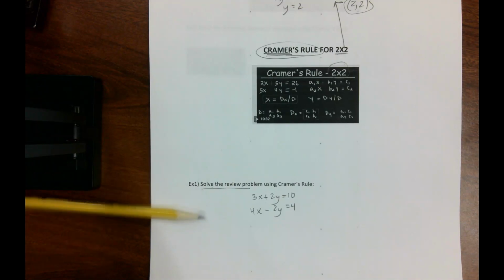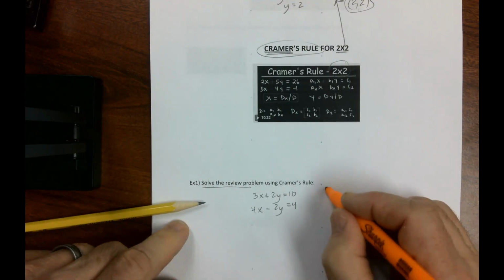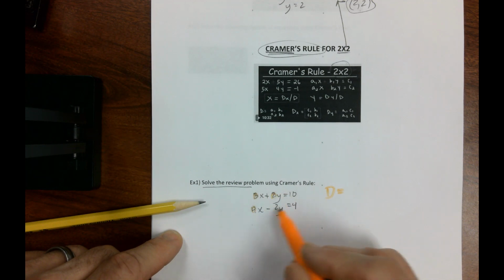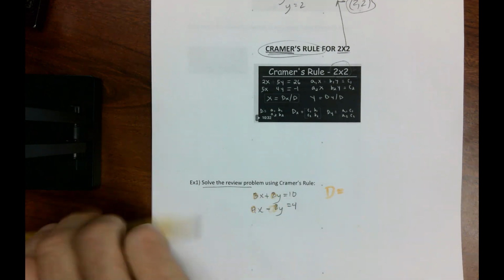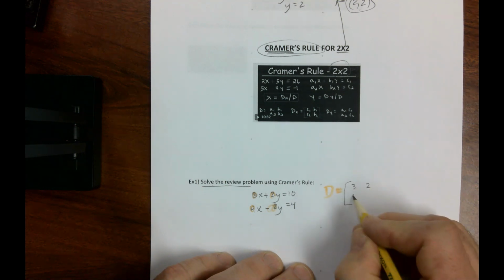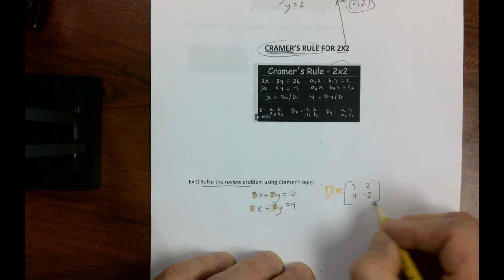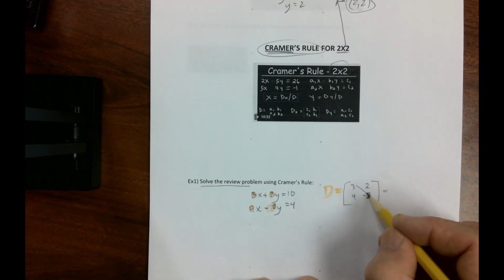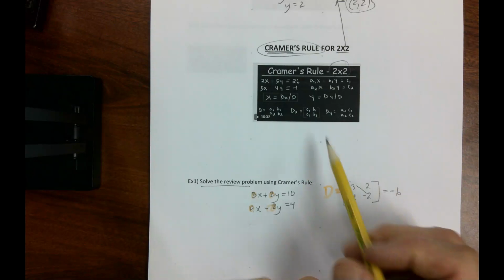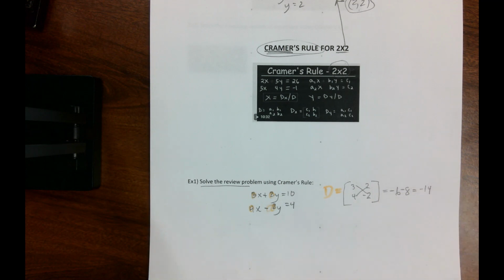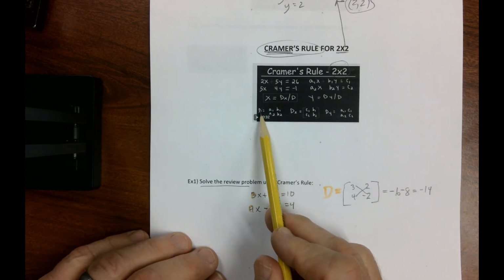Well, I'm going to make some colors here. D equals, take the coefficients off. Don't forget that negative there. And you're going to build a 2 by 2: 3, 2, 4, negative 2. All right, well, let's calculate it. So it'll be negative 6, find the determinant, minus 8. That's negative 14. So that's what D is.